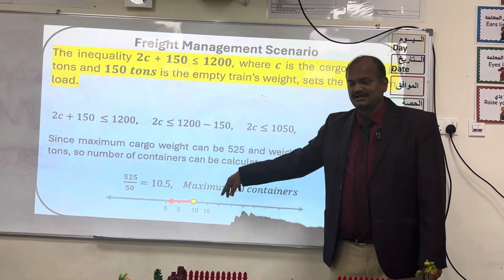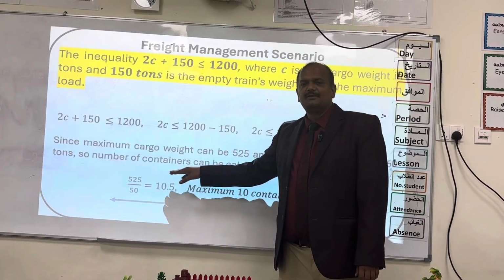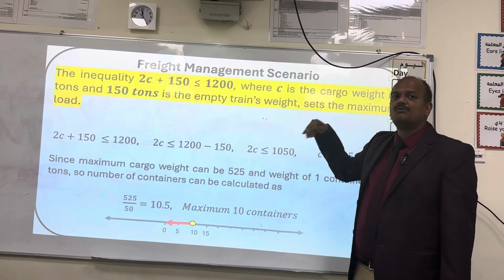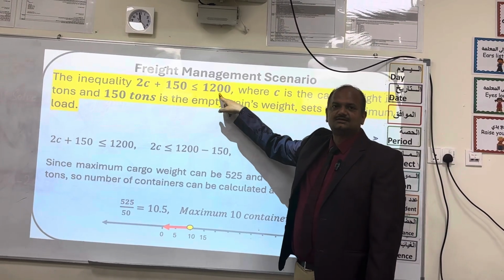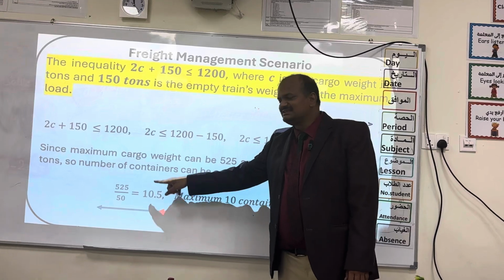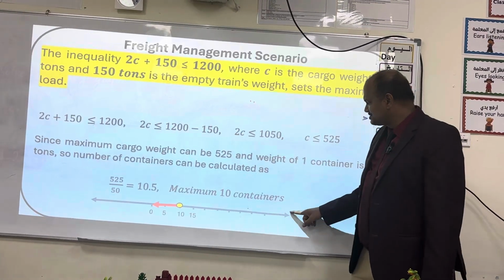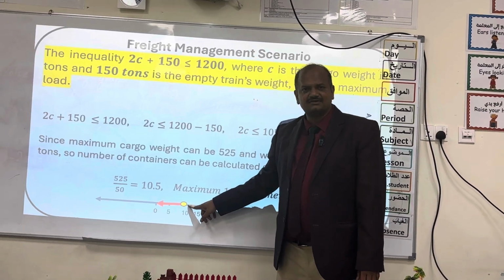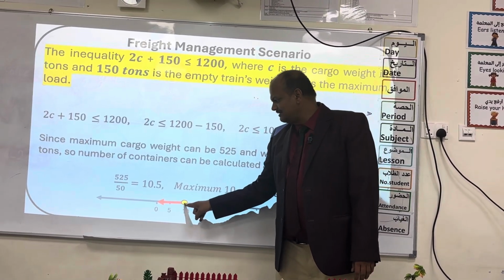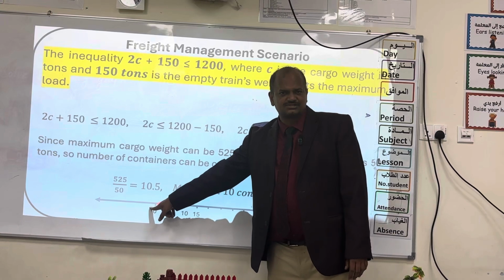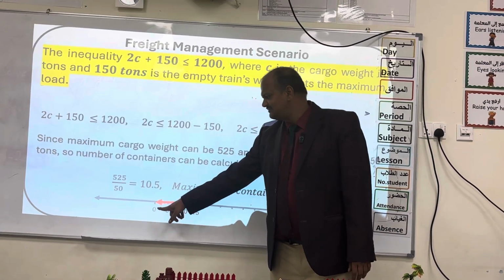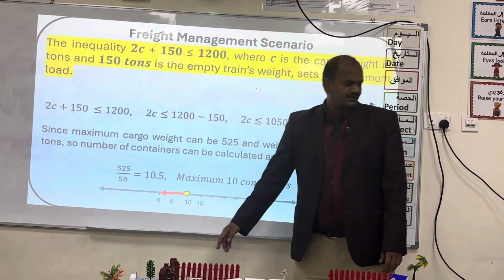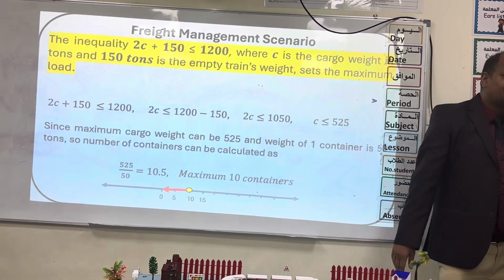You will mention this part. It cannot be 11. Why? Because if you take 11 containers, then its load will be more than the allowed weight. So it must be 10 or below, and that situation is represented by the graphics also. Here on the number line I have represented this. So this is 10 and below this. Of course, it cannot go below 0 because weight cannot be negative. So from 0 to 10, it can be anywhere. Okay, so this is related to freight management.